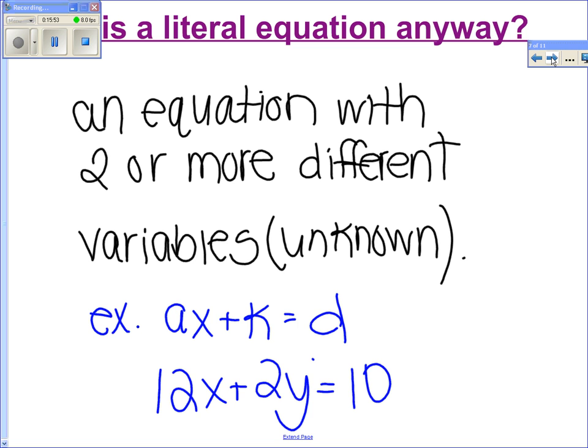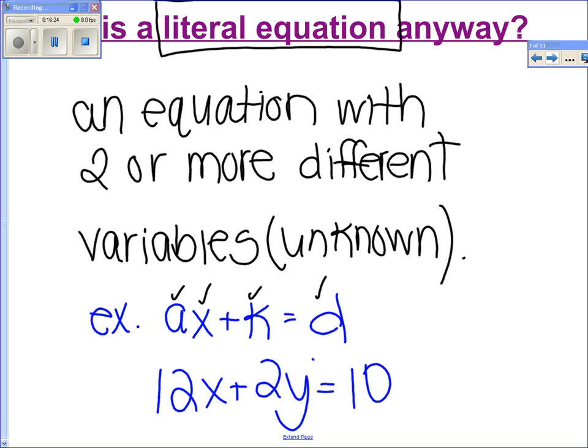All right, the next thing we spoke about were literal equations. And if you remember, we asked during this lesson, what is a literal equation anyway? So a literal equation is an equation with 2 or more different variables. Okay, so you're going to see 2 or more letters. That's the simplest way to put it. So an example would be something like ax plus k is equal to d. In this example, there's actually 1, 2, 3, 4 unknowns.